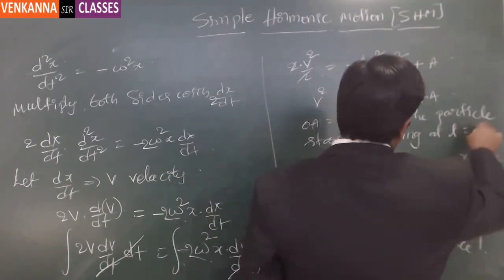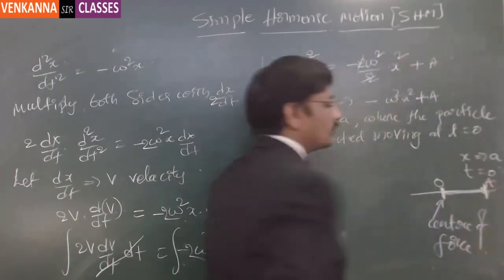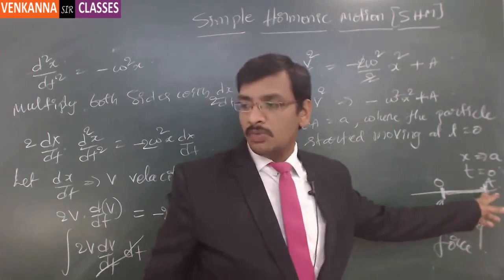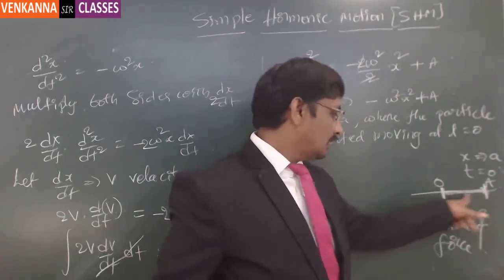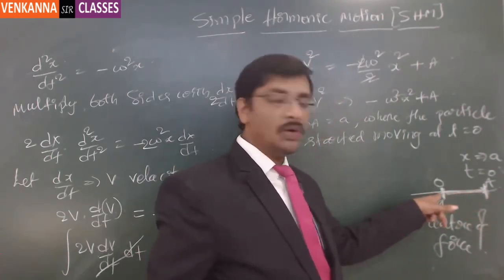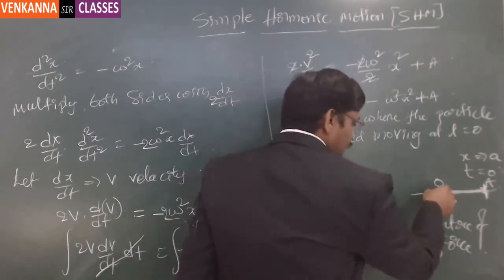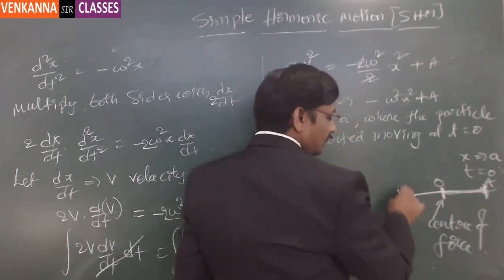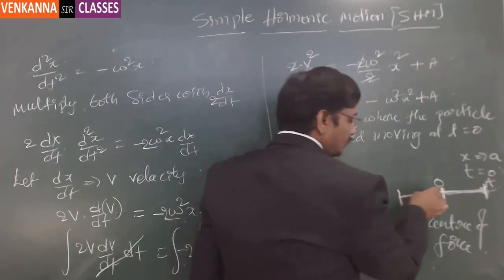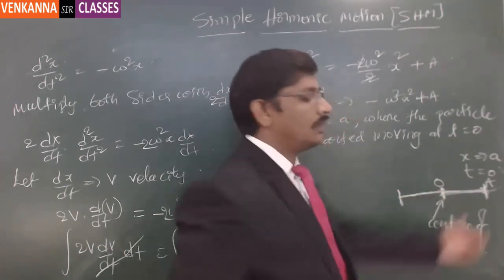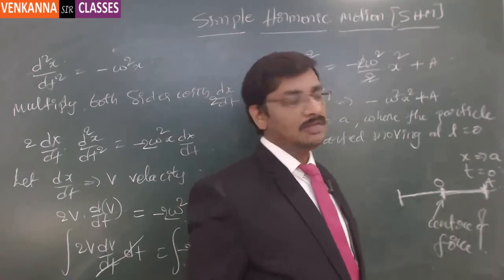At t equal to 0, the particle is at location A, and it started moving from there. It is coming towards the O, and then afterwards it will continue to move further, and then it will stop here, and then it will come back again. This is how the simple harmonic motion will continue.